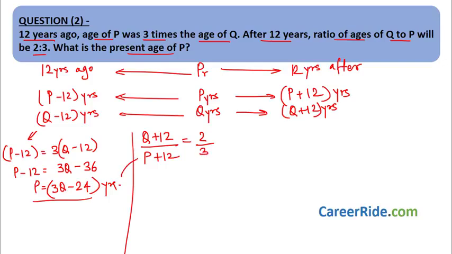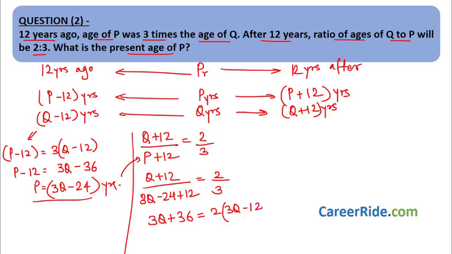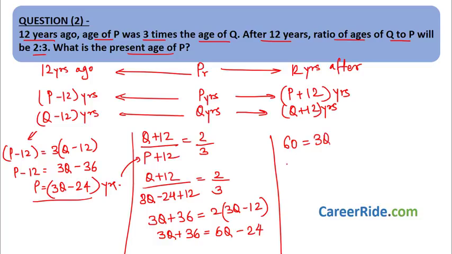Now we know the value of P. Let's substitute. What do we get? Q plus 12 upon 3Q minus 24 plus 12 equals 2 upon 3. We get 3 times Q plus 12, that is 3Q plus 36, equals 2 into 3Q minus 12, that is 6Q minus 24. Let's solve it over here. We get 36 plus 24, which is 60, equals 6Q minus 3Q, which is 3Q, and therefore the value of Q is 20 years.